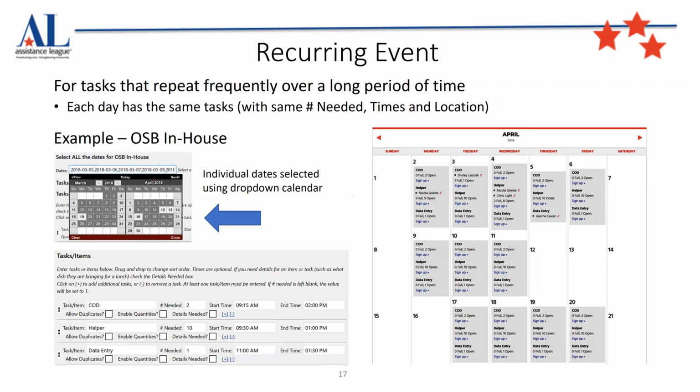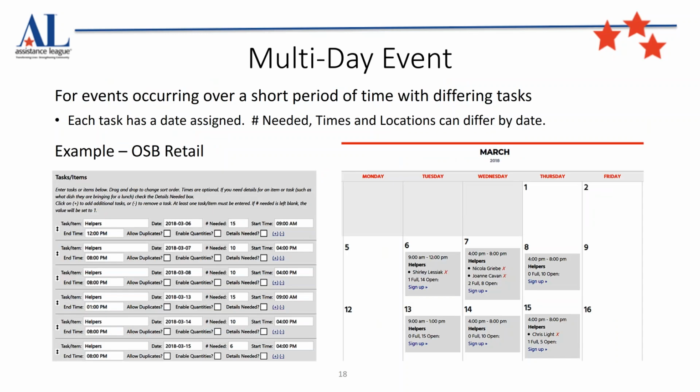The last type of event is a multi-day event. These are for events that occur over a short period of time and allows for different tasks. So each task has its own date. You can see here for our OSB retail, it occurs over about 3 weeks. And we go every Tuesday, Wednesday, and Thursday.